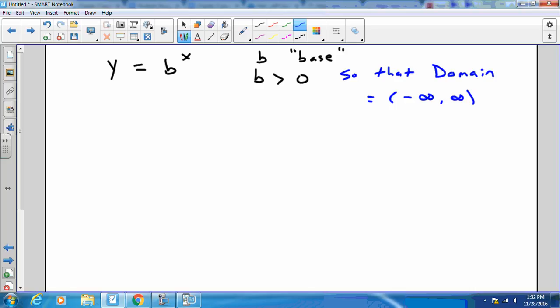If we did not make this requirement that b be positive, for example, if we let b be negative, then certain exponents would be illegal, like 0.5. A negative number to the 0.5 power is the same as a negative number to the 1/2 power, is the same as the square root of a negative number. Not a real value. So we require that our bases be positive.